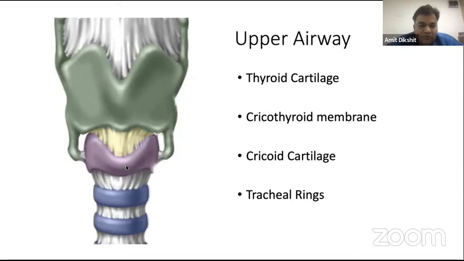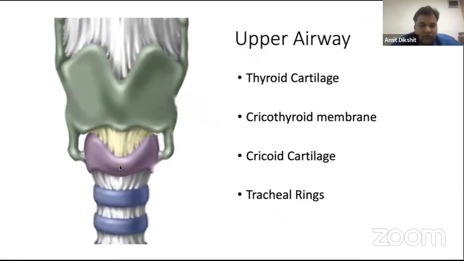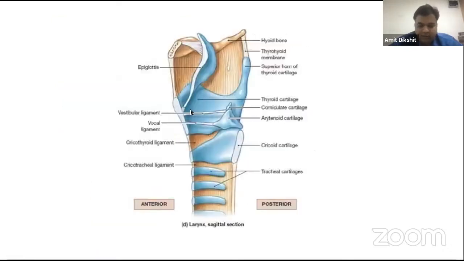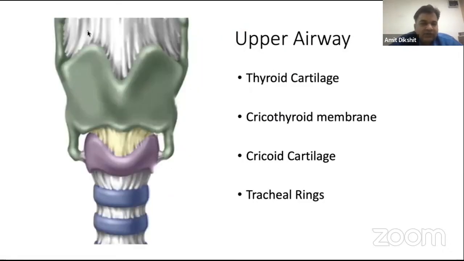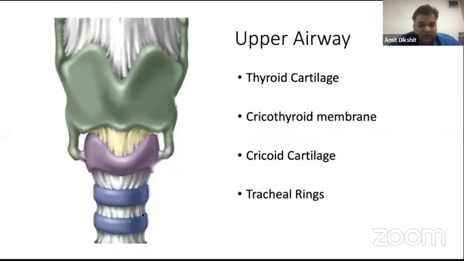If you look at the cross section of the Adam's apple, the thyroid cartilage, you see the vocal cords, exactly in the cut section. So when we talk of the Adam's apple, it is at the vocal cord level. Then the structures above the vocal cord. I have to highlight here: the biggest one, green in color, is the Adam's apple. The purple here is the cricoid cartilage. In between is the cricothyroid membrane. These are the tracheal rings lower down.